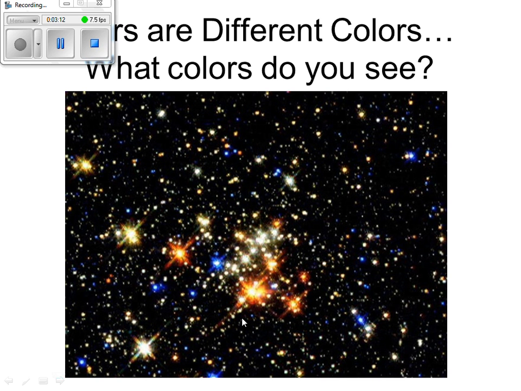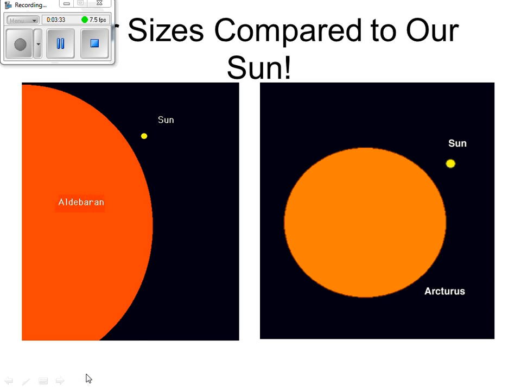You can see here in this picture that stars are different colors. So what colors do you see? You see yellow and orange and blue and white. So stars are all of these colors. And the reason why is they're different temperatures. Stars are also different sizes.